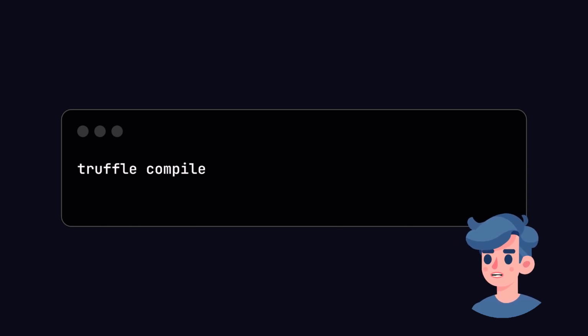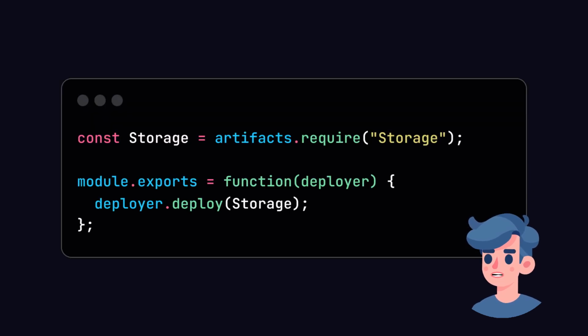If you're using Truffle, navigate to the Truffle directory and run. After compiling the contract, it's time to deploy it to the Ganache blockchain. Create a new migration script in the migrations directory. Name it to_deploy_storage.js and add the following code to deploy our storage contract.